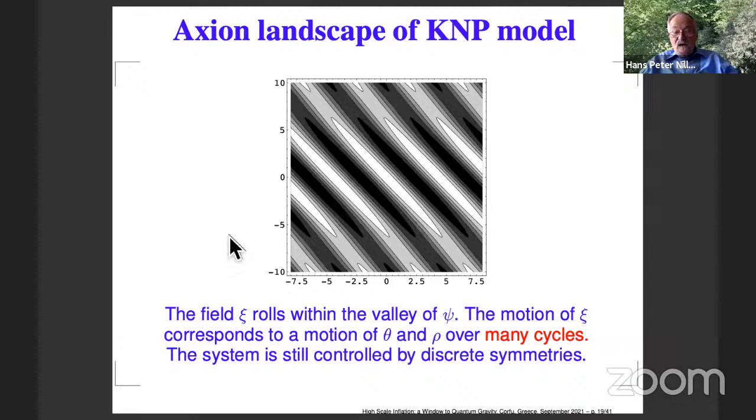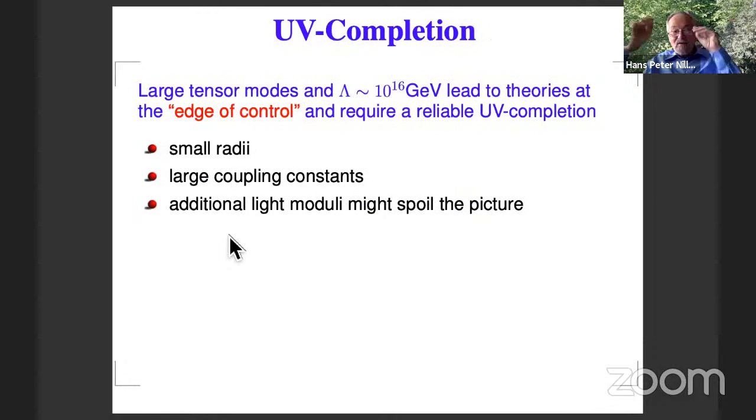Okay, but now again, large tensor modes mean that, when we think in terms of string theory, we will have to deal with small radii of compactification and large coupling constants. We need to have this very flat potential. So if there are additional light moduli in the theory, they might spoil the picture. But there's still a lot of things to do.